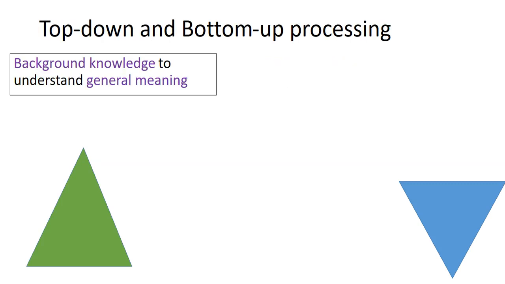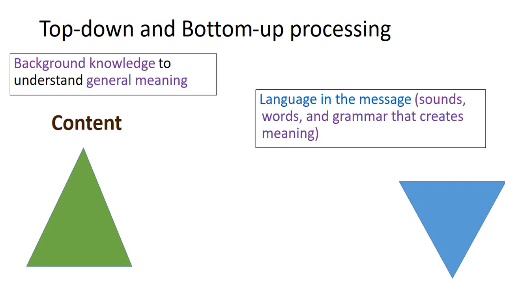The first one is the top-down, which focuses on using background knowledge. The listener uses background knowledge in understanding the general meaning of the message. So the focus here in this type is on the content, while in the other type of listening process, the listener relies on the language in the message, which includes the sounds, the words, and the grammar that creates the meaning. So the focus here is on form and structure.